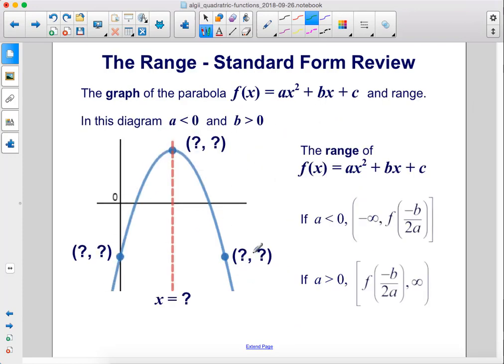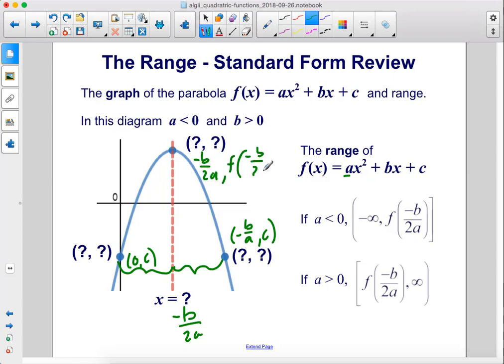The graph of the parabola f of x equals ax squared plus bx plus c and the range. In this diagram, a is less than 0, which is why the parabola is facing downwards. Now this point is still at (0, c). This point is at (negative b over a, c). Here we still have the axis of symmetry at negative b over 2a, which is half the distance of this point here. So these are equidistant from the axis of symmetry. And this point is still the vertex. It's at (negative b over 2a, f of negative b over 2a).